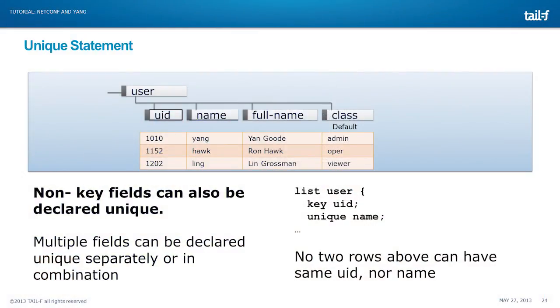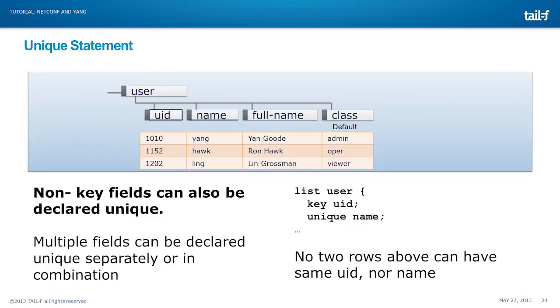Now, I previously had mentioned keys, we have uniqueness enforced on them. However, sometimes in your YANG lists or tables, you have some non-key entries or columns that you want to be unique. Perhaps you have a list of server names and you want the combination of IP address and port number for that server to be unique across all rows of that table. That is where the unique statement comes into play.